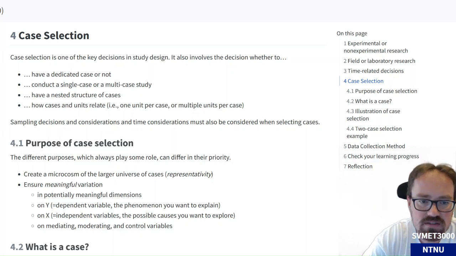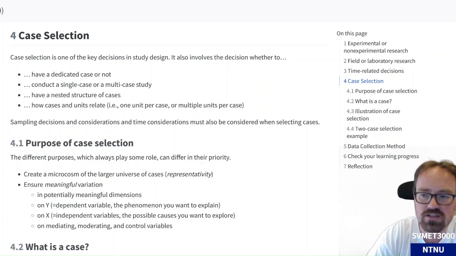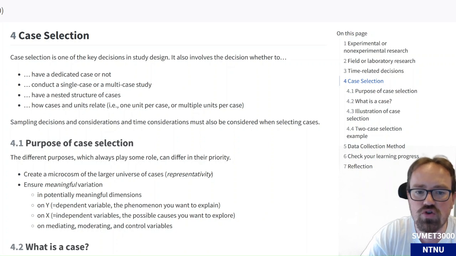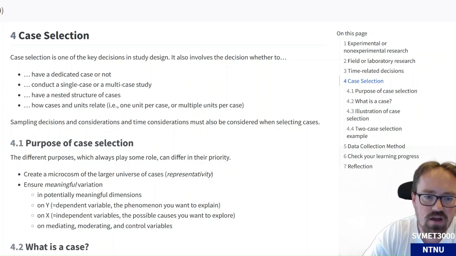There are certainly studies that choose to not be linked to any specific case, or don't treat it as a case. Even if your study is a single country study, for instance, you may or may not view that as a case study of that specific country.